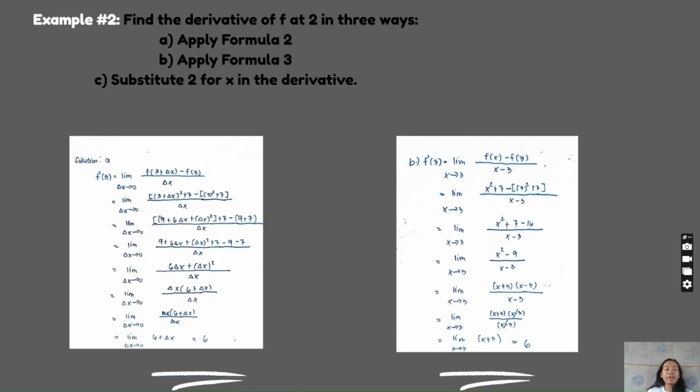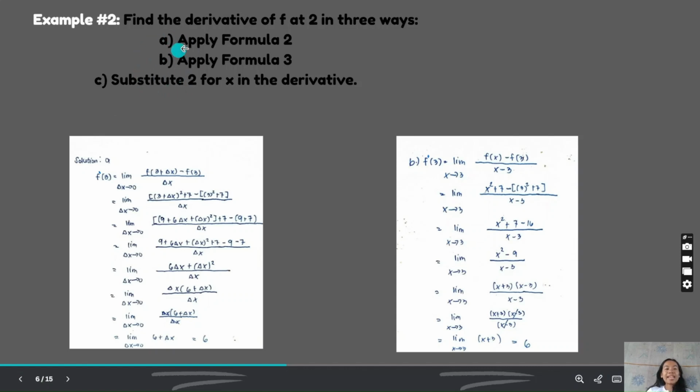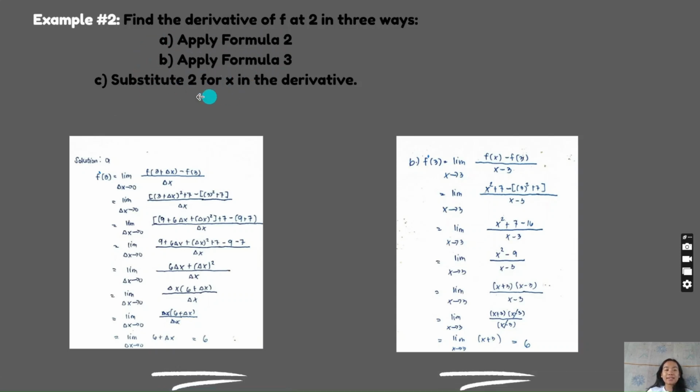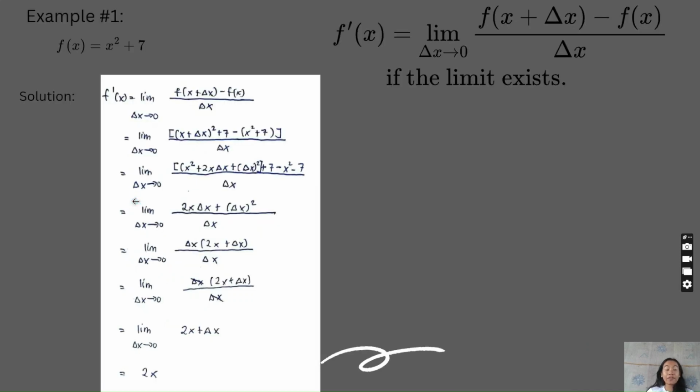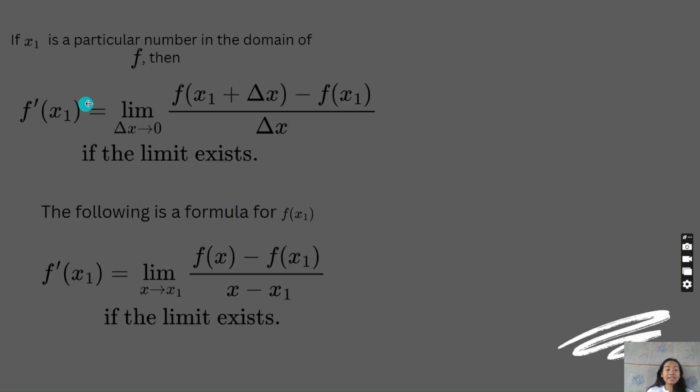So moving on, we have our example number 2. Find the derivative of f at 2 in three ways: applying formula 2 in the first case, applying formula 3 in the second case, and substituting 2 for x in the derivative. So now let us apply formula number 2 for our A. By the way, our formula number 2 is f prime of x sub 1 is equal to the limit of f of x sub 1 plus delta x minus f of x sub 1 all over delta x as delta x approaches 0 if the limit exists.